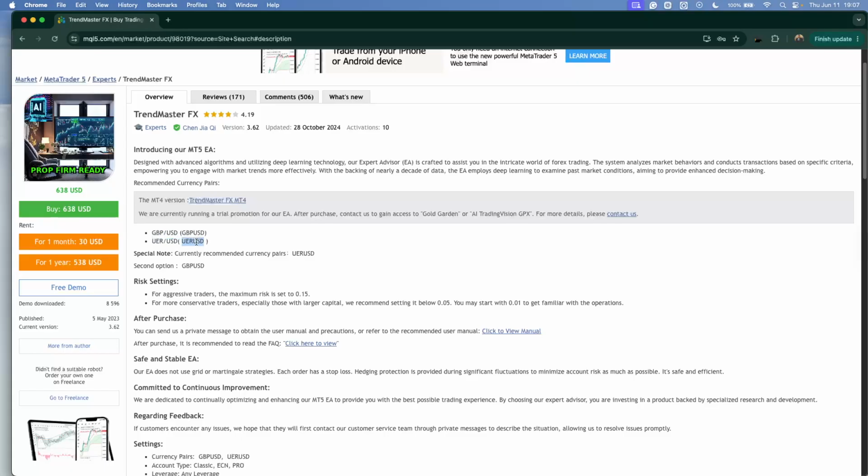This is actually a typo. It's supposed to be EURUSD, and GBPUSD is the backup. It's like the second option.